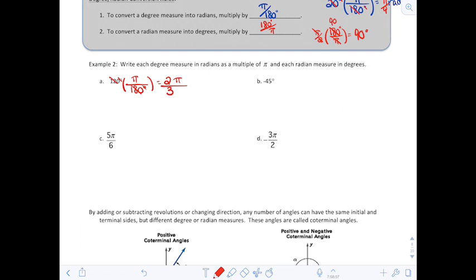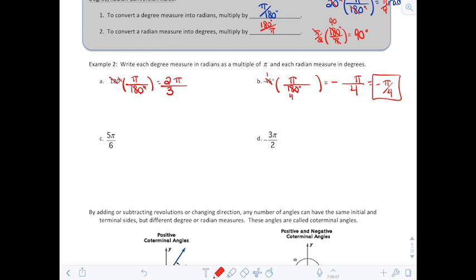Let's look at B. I have negative 45 degrees. So I will have a negative measurement in my radians, so I'll put that negative out there. And now just focus on getting degrees into radians. I want my 180 degrees on the bottom so that degrees will cancel, and pi on the top. So I'm left with pi in my numerator, and I have 45 over 180. 45 goes into 180 4 times. So that is pi over 4. So negative pi over 4 is the same as negative 45 degrees.